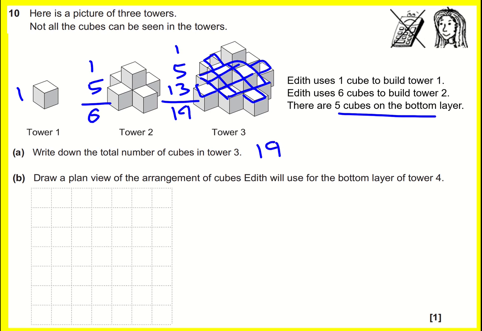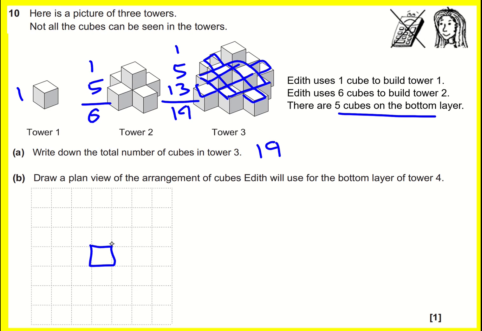Draw a plan view of the arrangement of cubes Edith will use for the bottom layer of tower 4. Okay, I think this needs some careful thinking. So I'm going to do it without a ruler. You should really do it with a ruler, I think, but it's quite hard to use a ruler quickly in this application. I'm just going to draw. This is the plan view of tower 1 because I think this is going to help.